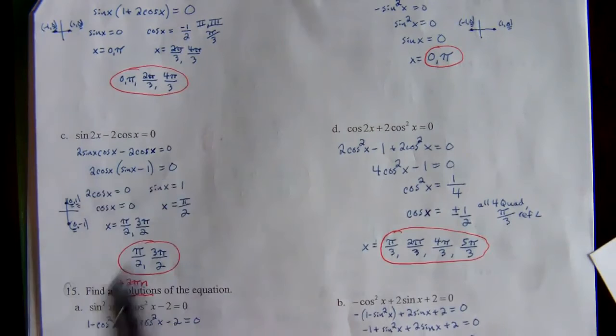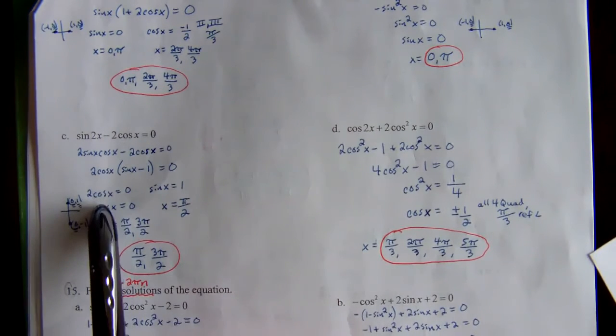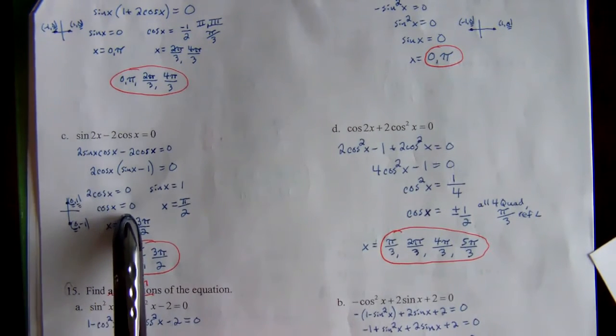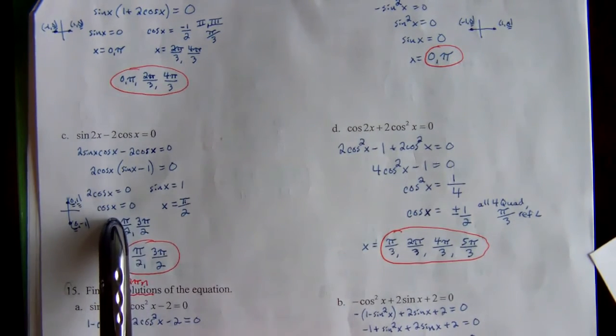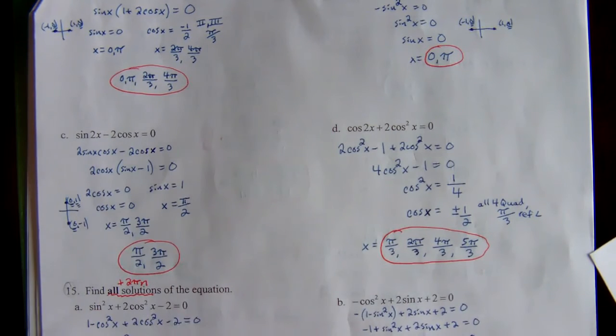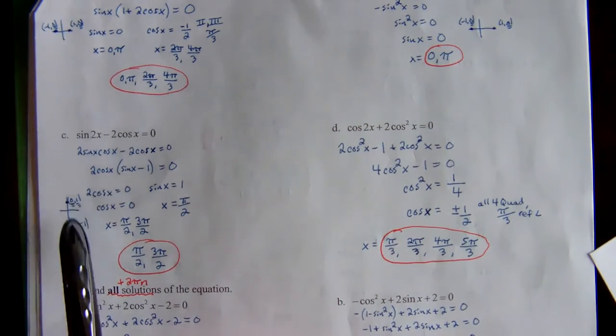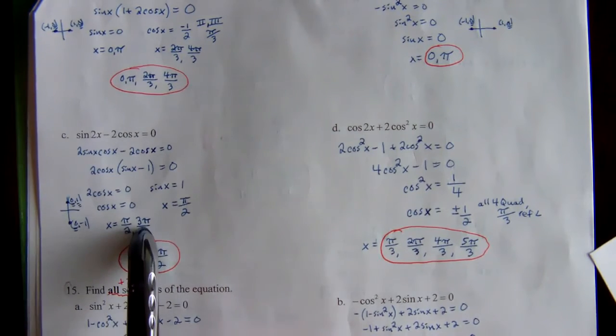And then you set each one of these equal to 0. Now here, you can divide both sides by the 2. You'll get cosine is equal to 0. Now remember, your cosine is your x value. So you're thinking on your unit circle where your x value is equal to 0. So that's that right there and right there. That's pi over 2 and 3 pi over 2.